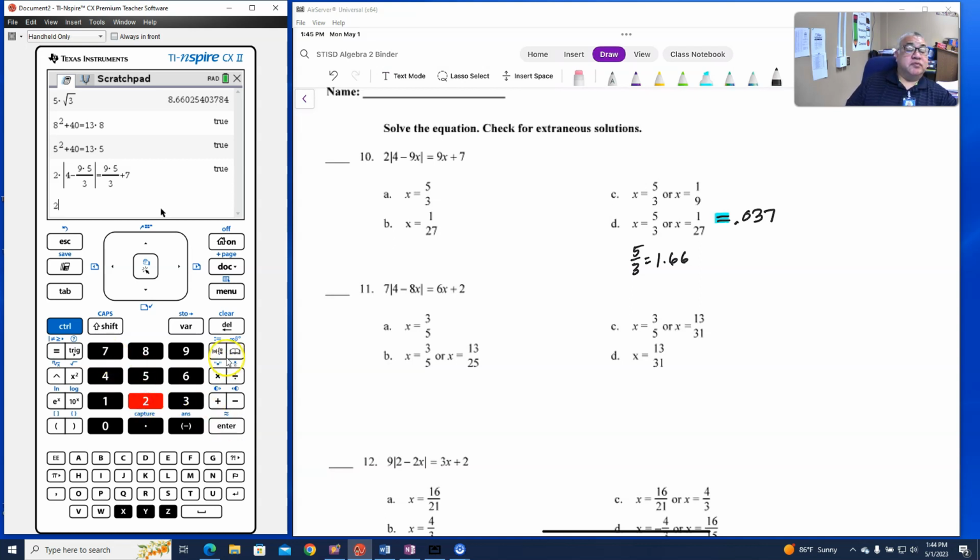So now let's try 1/27. So we have 2, and we have 1. We have 4 minus 9 times 1 divided by 27. And then you're going to write equals 9 times 1 divided by 27 plus 7. Is that true? That's true. So both answers will be D.